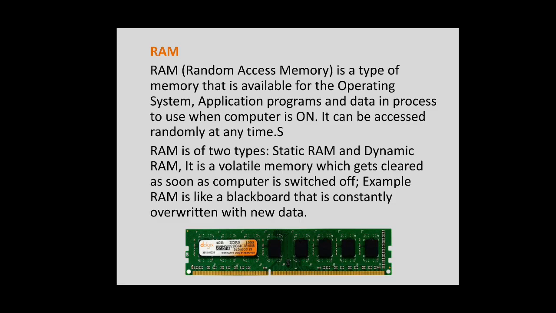RAM is of two types, static RAM and dynamic RAM. It is volatile memory which gets cleared as soon as the computer is switched off. Example, RAM is like a blackboard that is constantly overwritten with new data. It is also known as volatile memory. The main use of RAM is to increase the power of your computer.